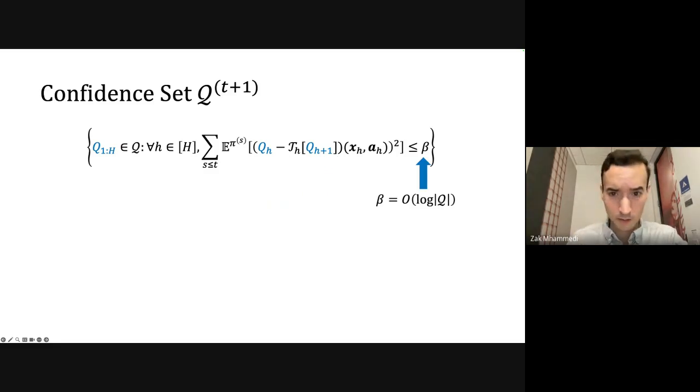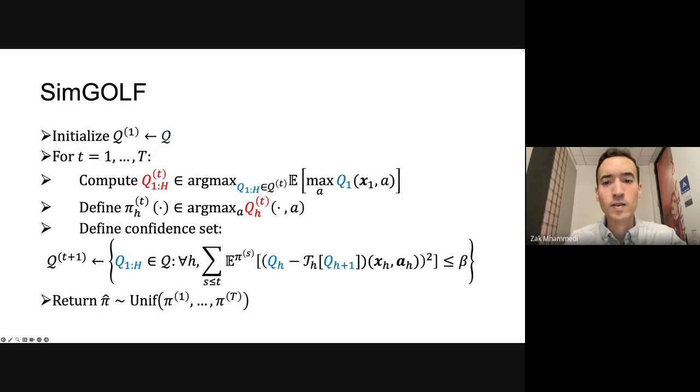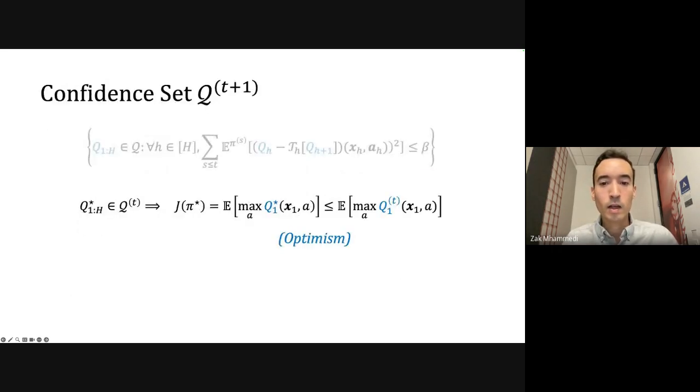Finally, same as GOLF, you set the threshold here in a way so that the confidence set includes the optimal value function Q star. This in turn ensures that we maintain optimism, in the sense that the optimal value of the objective in this optimization step is an upper bound on the value of the optimal policy pi star. So that's roughly how the algorithm works.